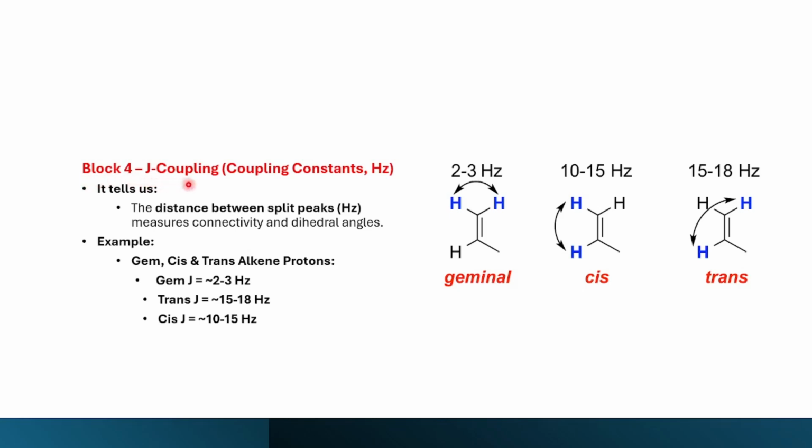Block 4, J coupling. It tells us the distance between split peaks in hertz and measures connectivity and dihedral angles. For cis and trans alkene protons and geminal coupling: geminal J is 2 to 3 Hz. Here's a geminal coupling. In a trans, J is 15 to 18 Hz, and in a cis, 10 to 15.